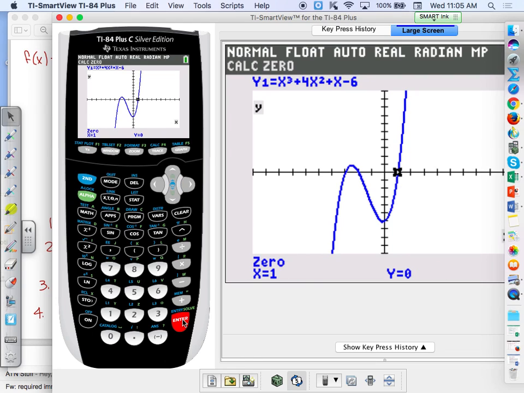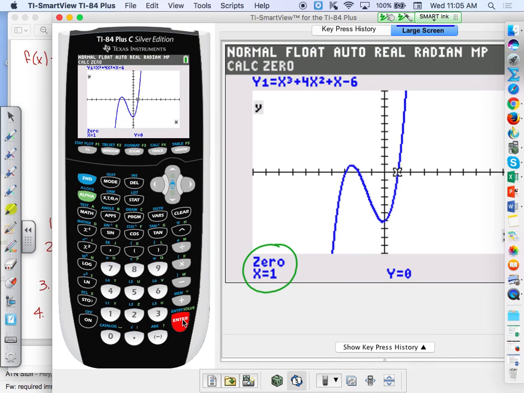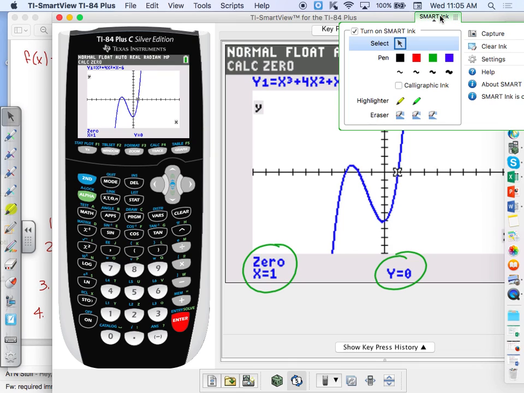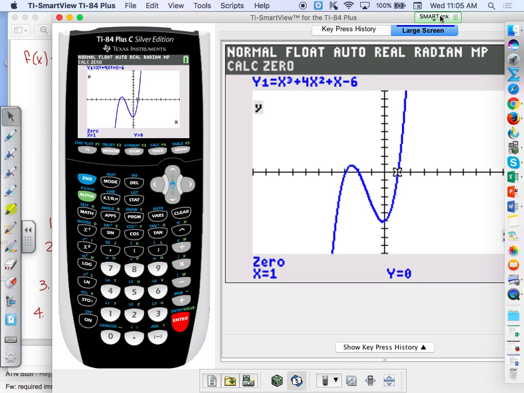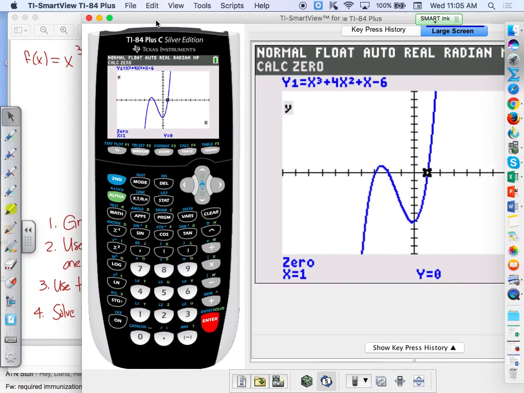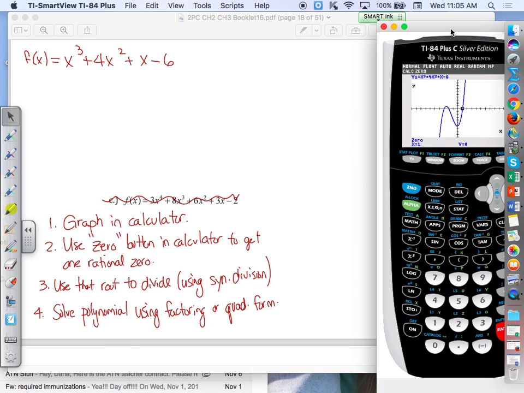And then if you look, the zero comes up. X is 1 when Y is 0. So that's one of my zeros. I could have done any one of the 3 zeros that you see there. That's the one that I picked. So using my calculator, I found out X equals 1 is a root.